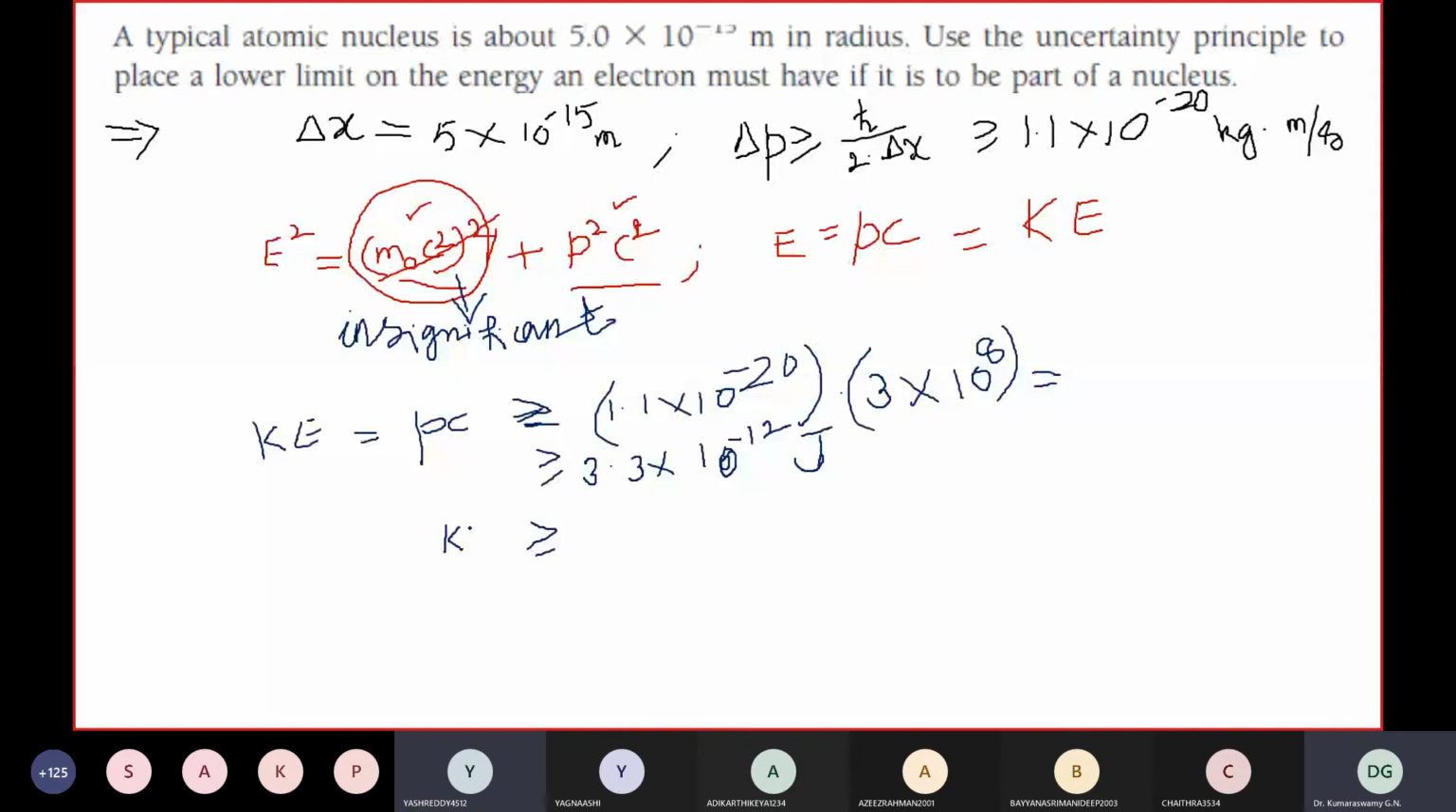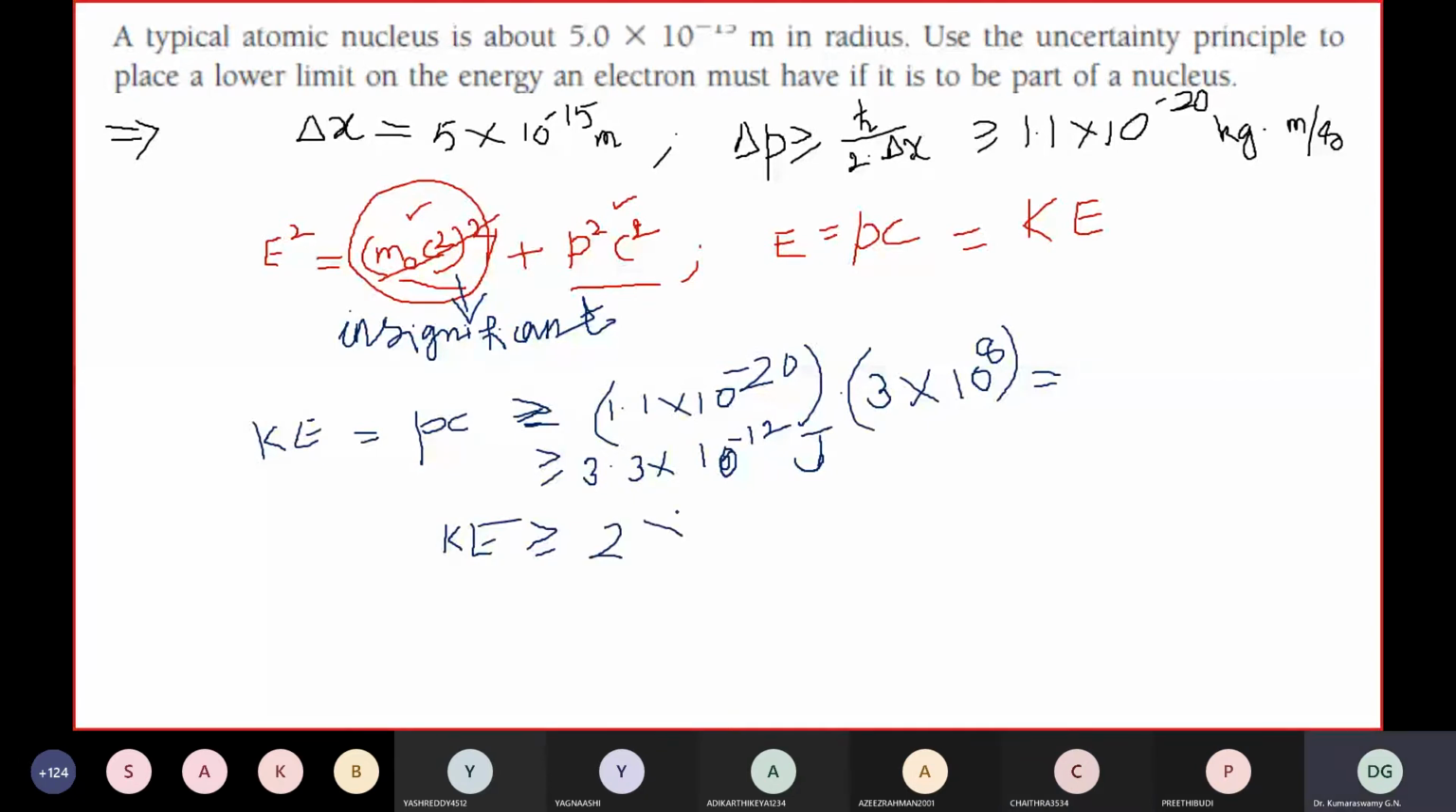2 into 10 power 4. 2.06 into 10 power 7. 2.0625 into 10 power 7. Very good. So I'll call it as 20 mega electron volt.